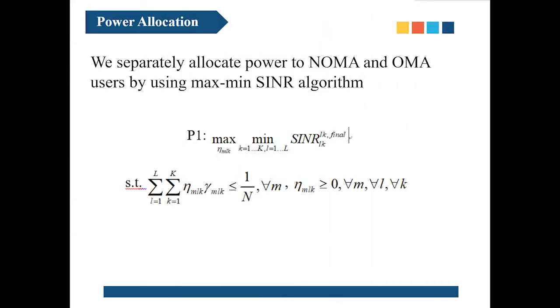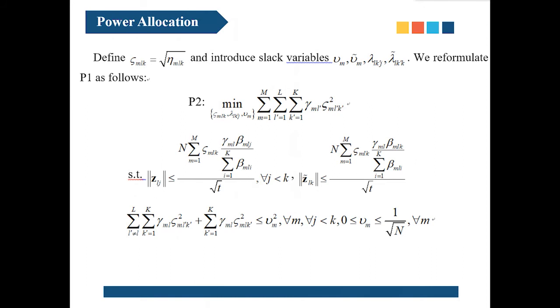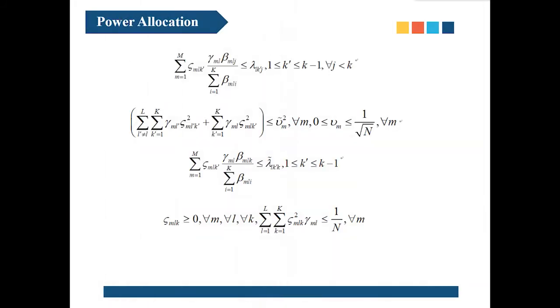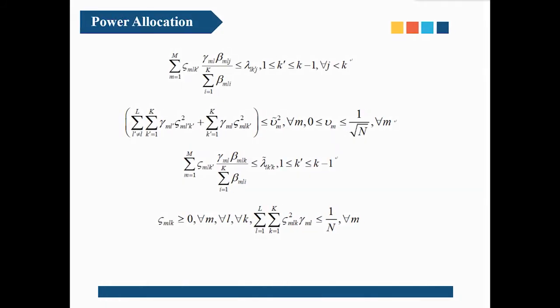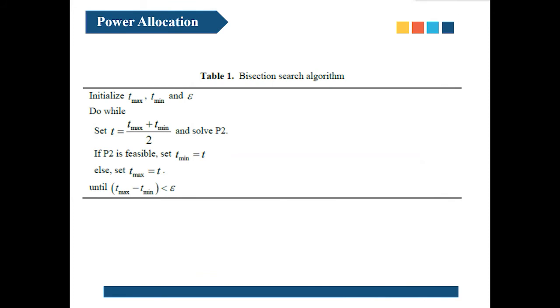The fourth part introduces the power allocation algorithm in this paper. We separately allocate power to NOMA and OMA users by using the max-min SINR algorithm. P1 is reformulated as P2. Using the bisection search algorithm shown in Table 1 can solve P2.